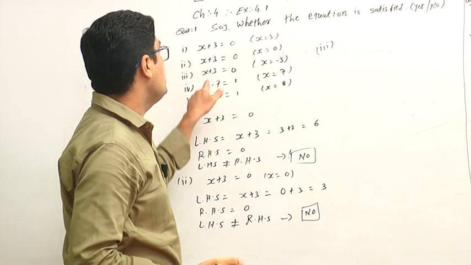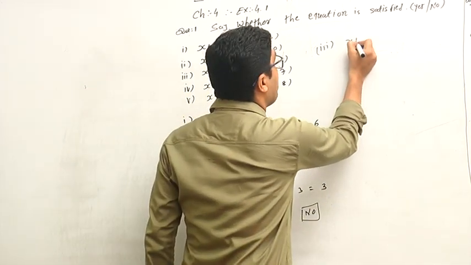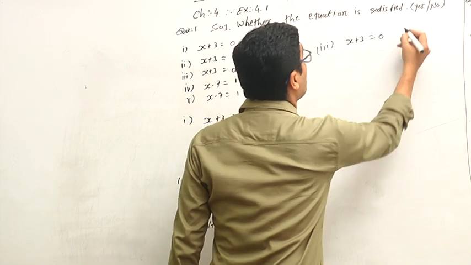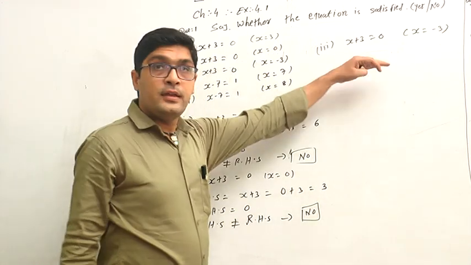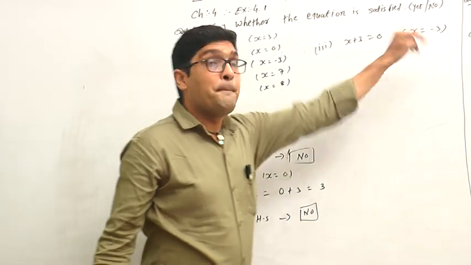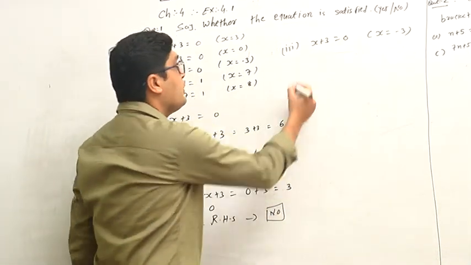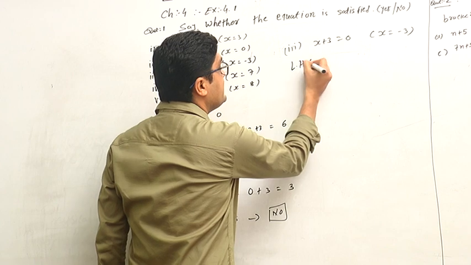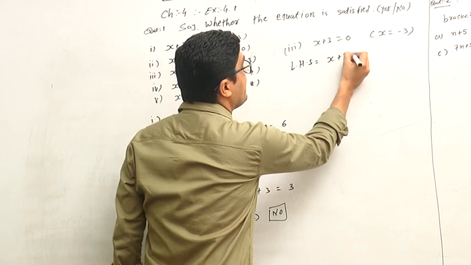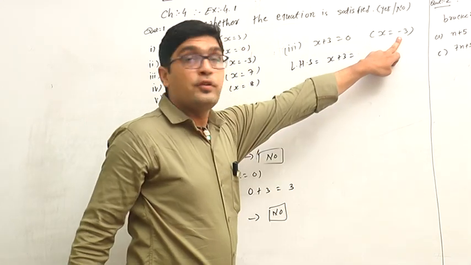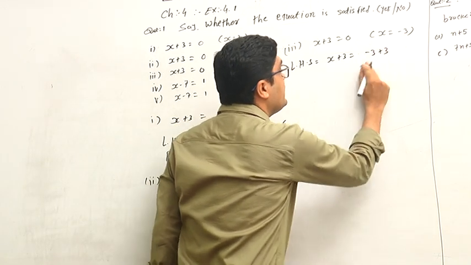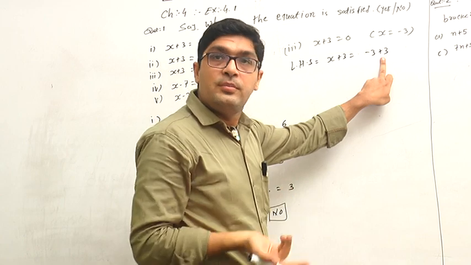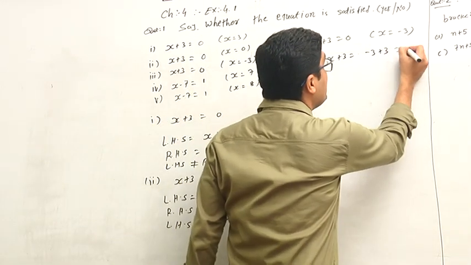What is the third question? x plus 3 is equal to 0. And which value do we have to put here? Minus 3. Okay, so again LHS is x plus 3. And the value of x is minus 3. So minus 3 plus 3. Minus and plus will cancel. So what is the answer here?